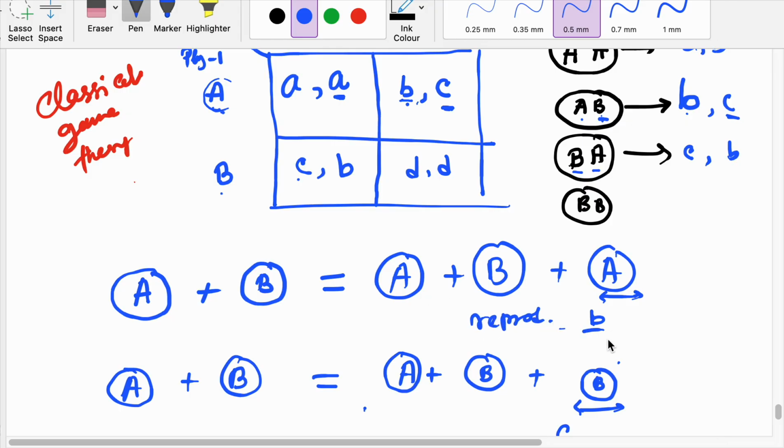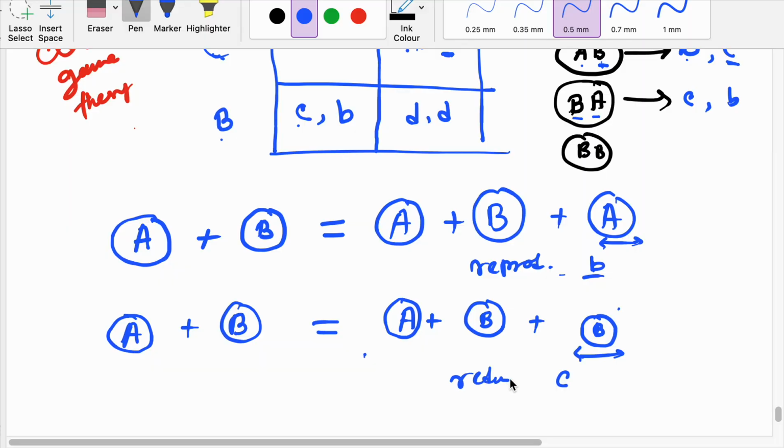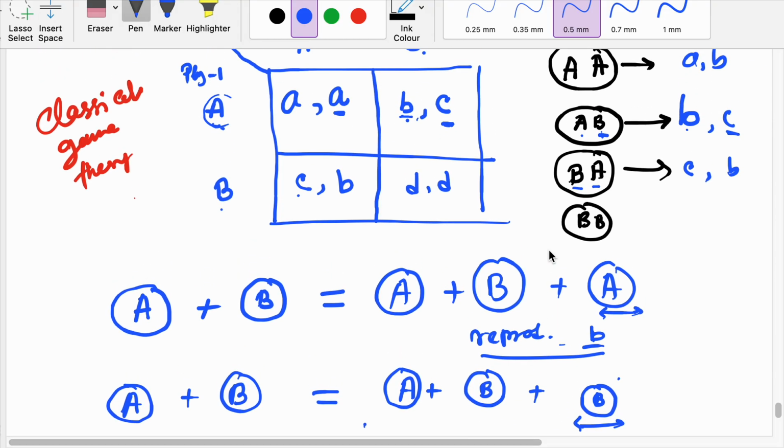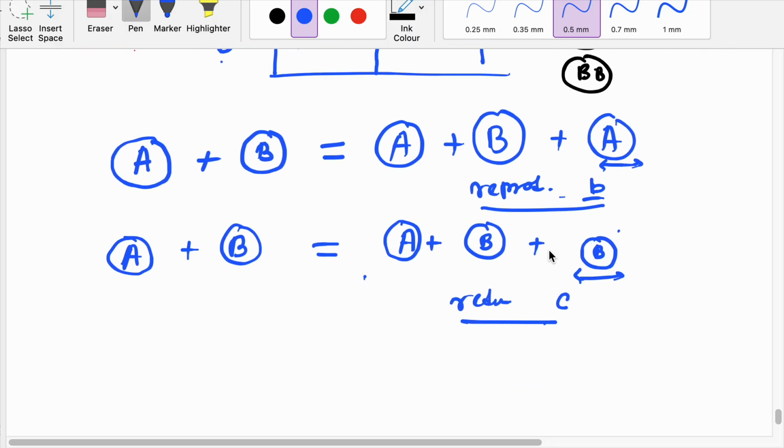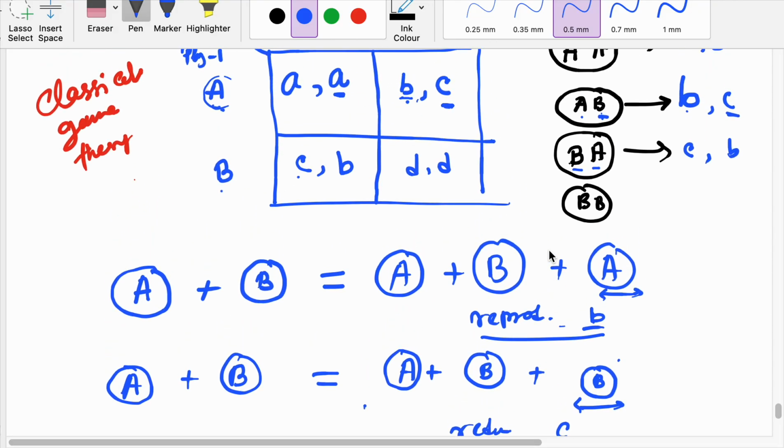Reproduction rate is B here, and here the reproduction rate is C. That is the case basically. That is the meaning of this payoff element in terms of evolutionary game theory. So this is the thing. Now how can I calculate the fitness here? I have said that the frequency dependent selection will automatically come into the picture.